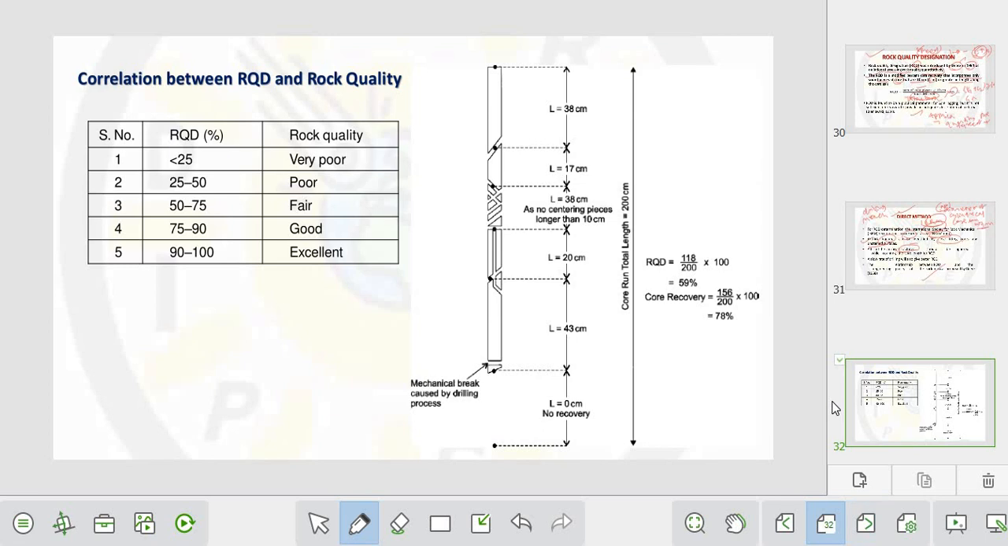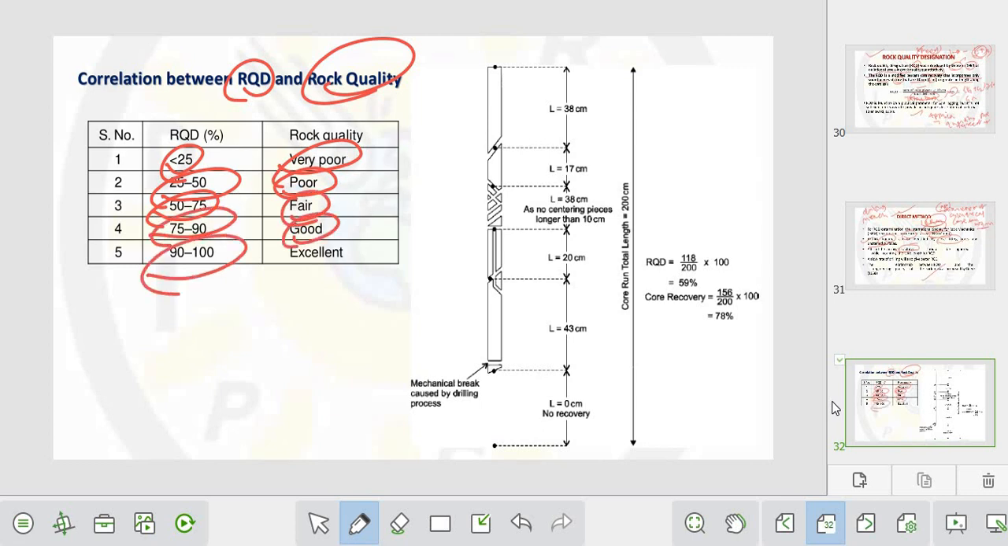So, the correlation between RQD and rock quality: if the RQD percentage is less than 25, the quality will be very poor. If 25 to 50, the quality will be poor. If 50 to 75, it will be fair. If 75 to 90, it will be good, and greater than 90 will be excellent.